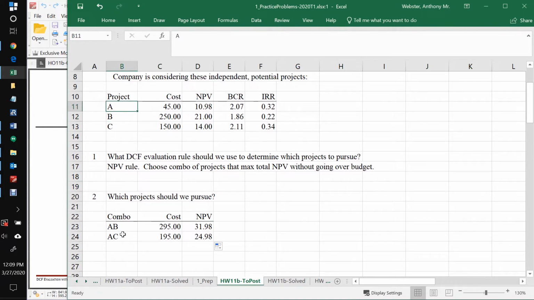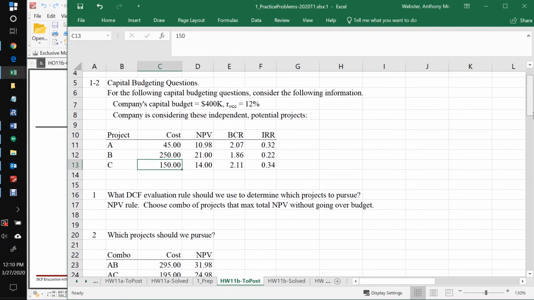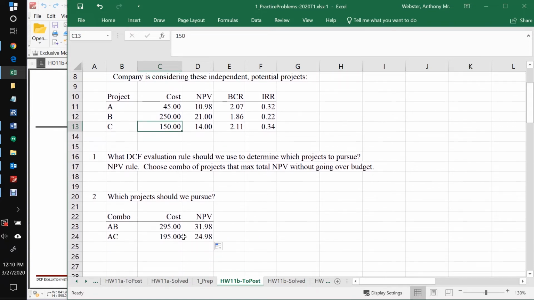Right? That's right here. So we don't have to worry about that. So could we do B and C without going over budget? Wow, I can even do this math in my head. If I do them both, I'm going to be right at 400, which is our budget. Let's see what the budget says. It says it's 400, so we can go up to the budget.